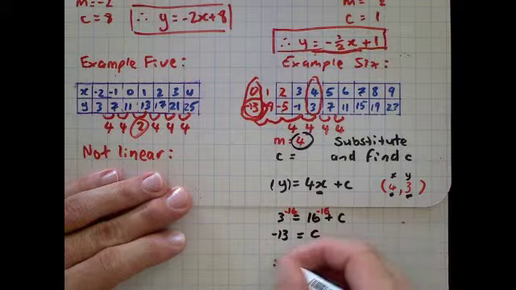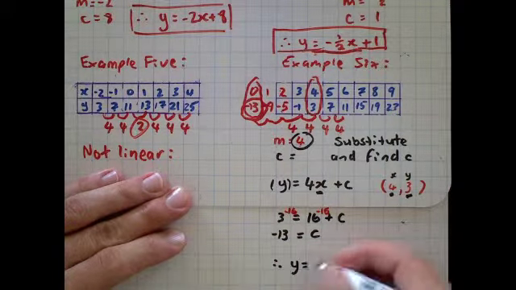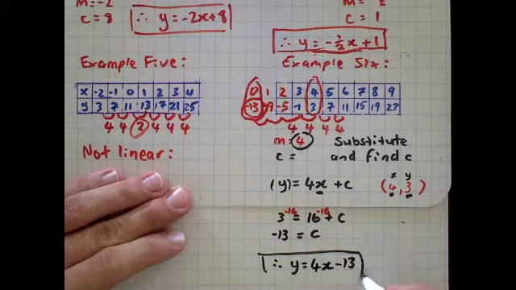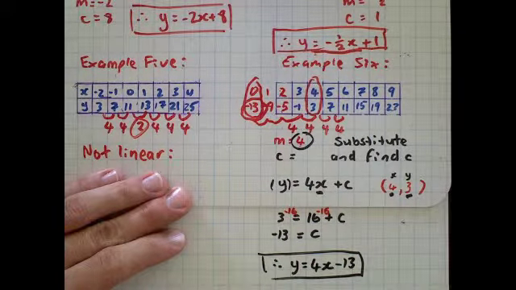So there we go, c is equal to negative 13. Another way is to bring that positive 16 over, and we get negative 16. So here's our equation: y equals 4x take 13. Not too hard, eh?